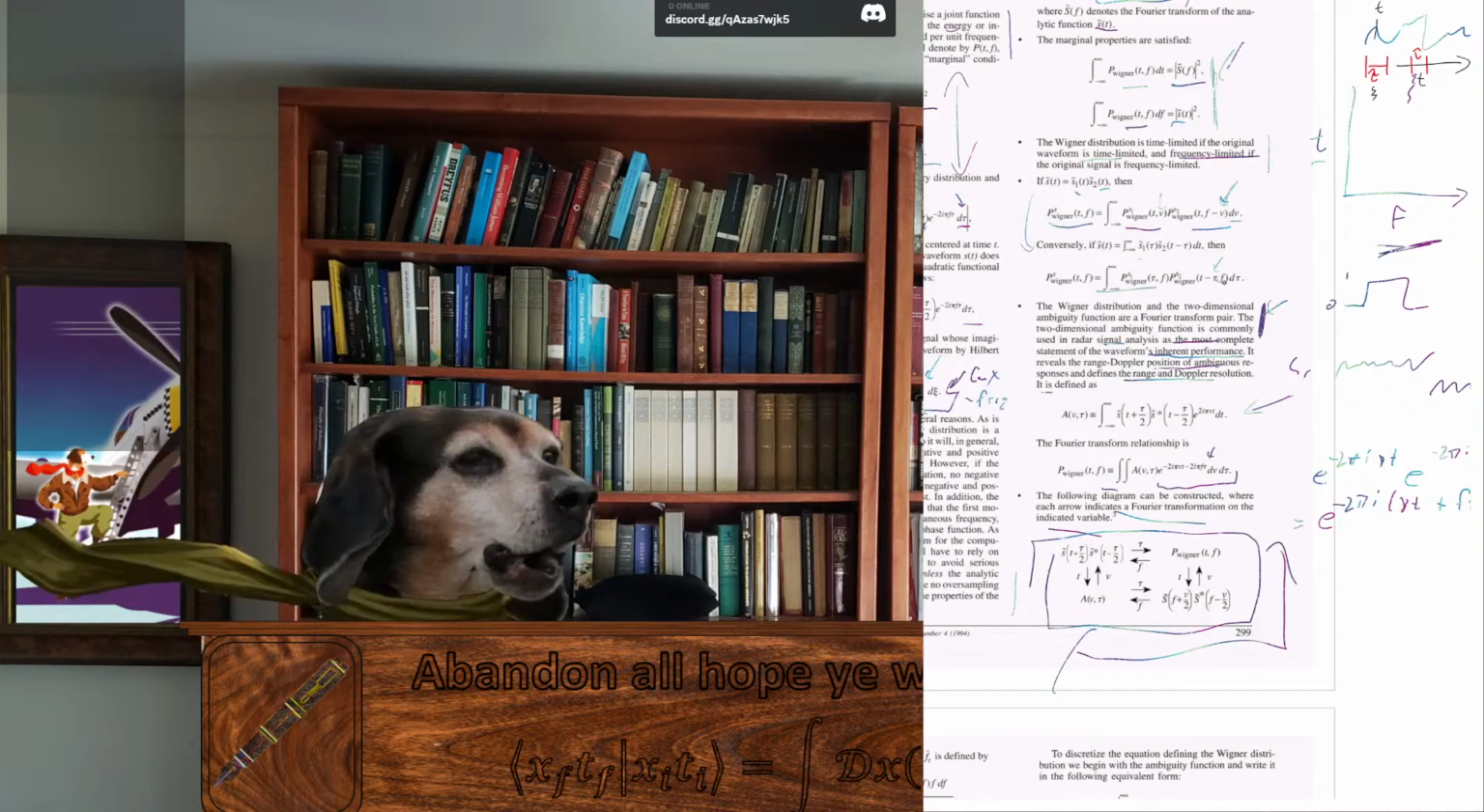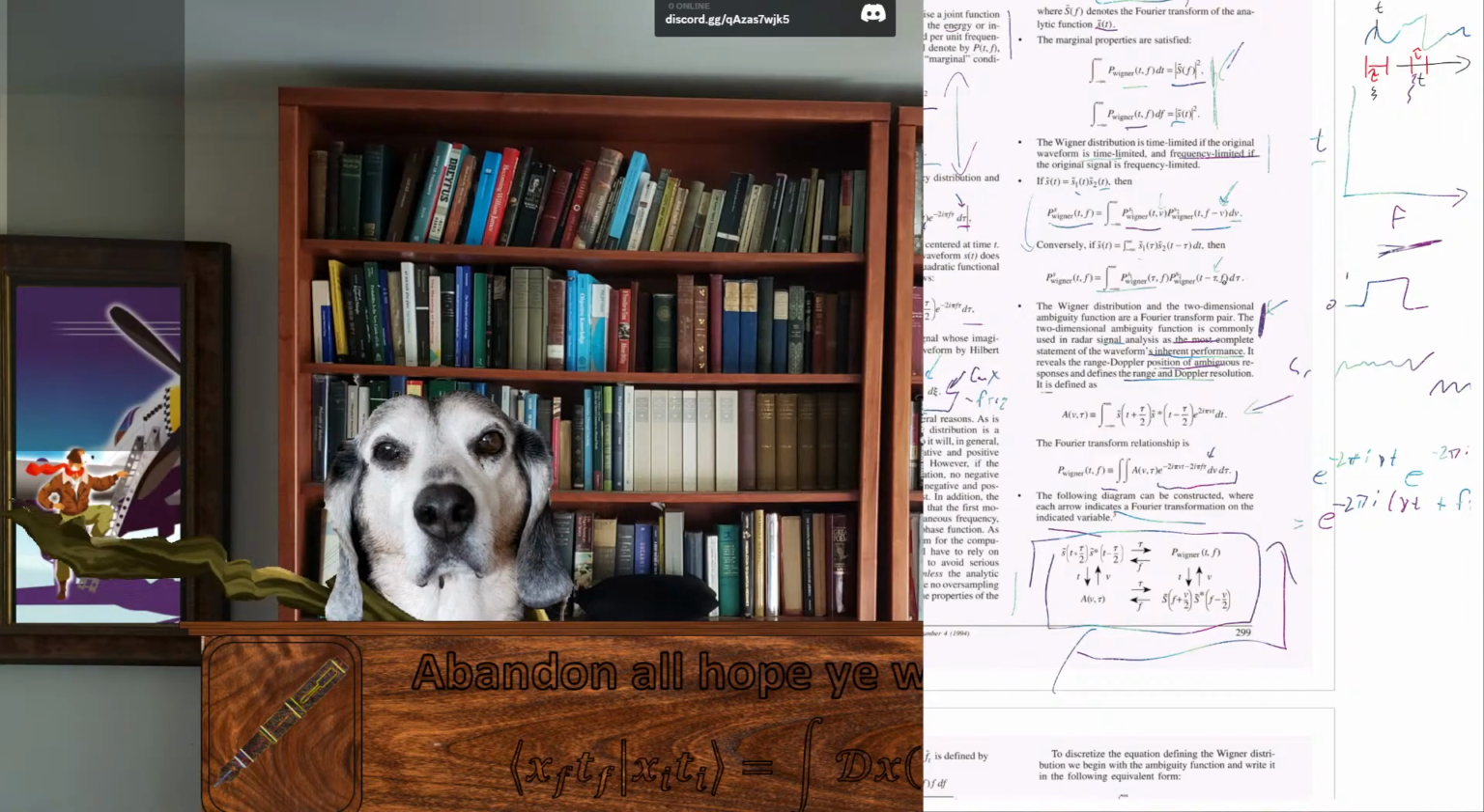Okay. The Wigner distribution and the two-dimensional ambiguity function are a Fourier transform pair. This is kind of an important thing that's, for me, interesting. Because the ambiguity function is something that comes up a lot in radar systems, relating the range Doppler uncertainty, right? And so the fact that these are connected means I'm curious if you can screw around with things in the Wigner function and get results out on the ambiguity function side of things and use that to evaluate radar performance.